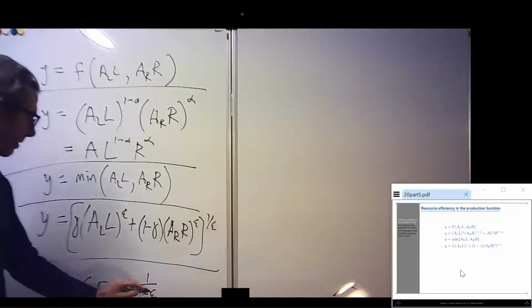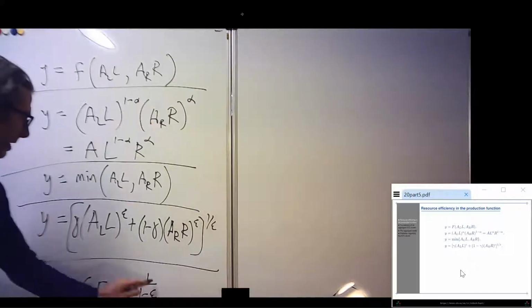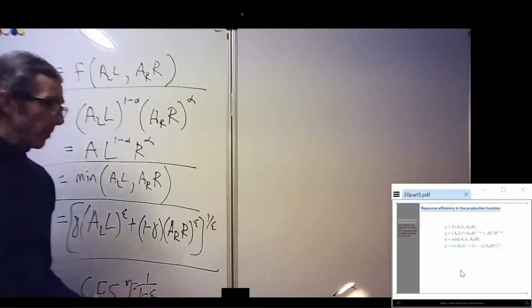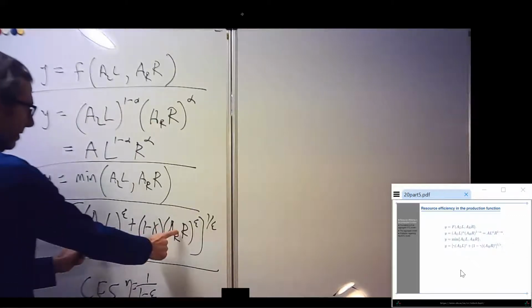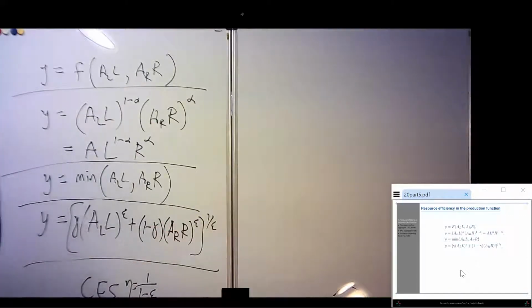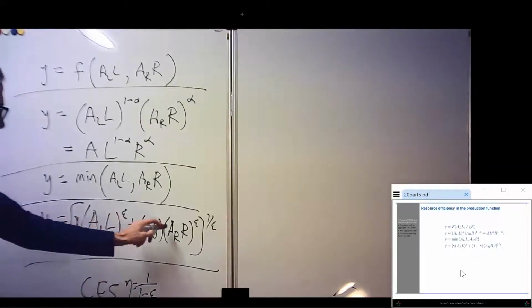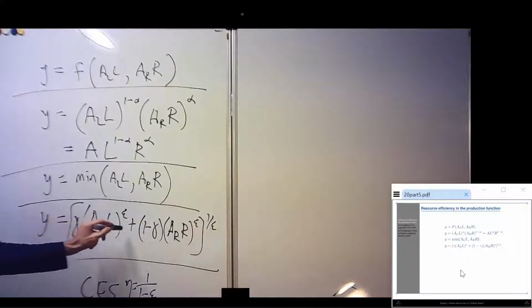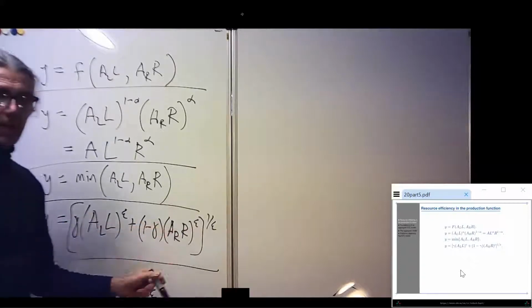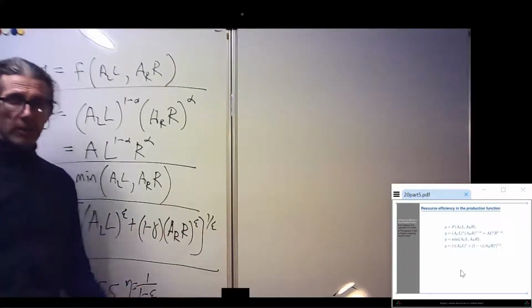What about when epsilon is 1? Then the elasticity of substitution is infinite, which means these are perfectly substitutable. And if we put in epsilon equals 1 here, we just have a linear production function, don't we? Y is gamma ALL plus 1 minus gamma ARR, which is exactly perfect substitutability.